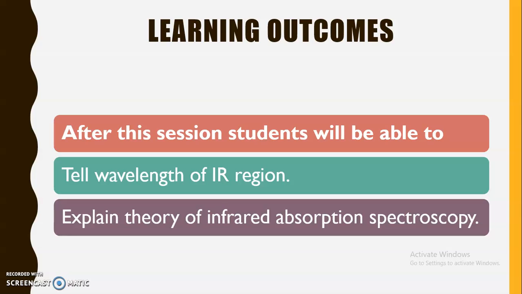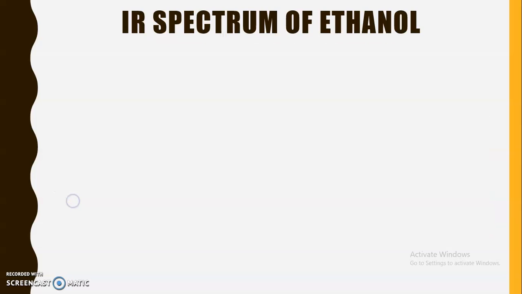What are the learning outcomes of this particular session? After this session, students will be able to explain the wavelength ranges of infrared radiations and explain the theory of infrared absorption spectroscopy. Now we will see what an actual infrared spectrum looks like. Here I have taken the representative example of ethanol just to explain how an infrared spectrum appears and what the different regions present in the infrared spectrum are.